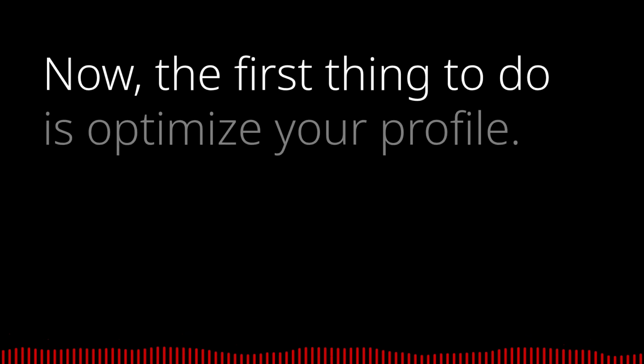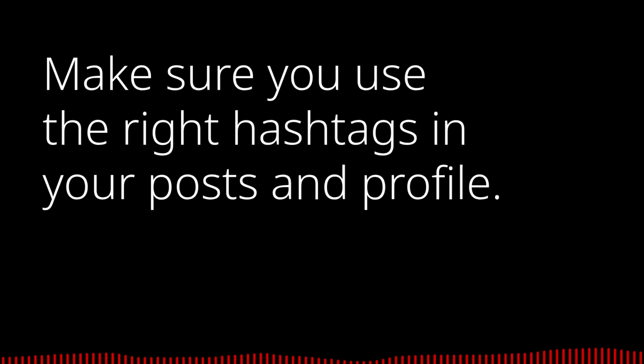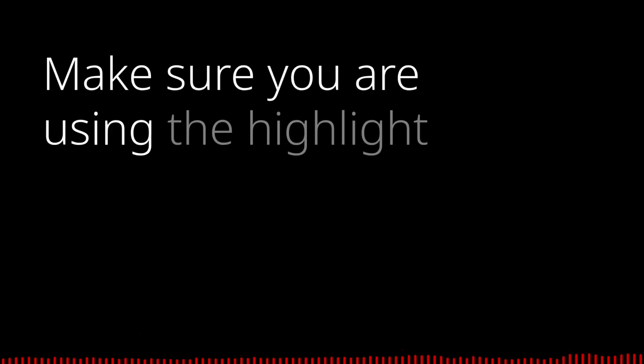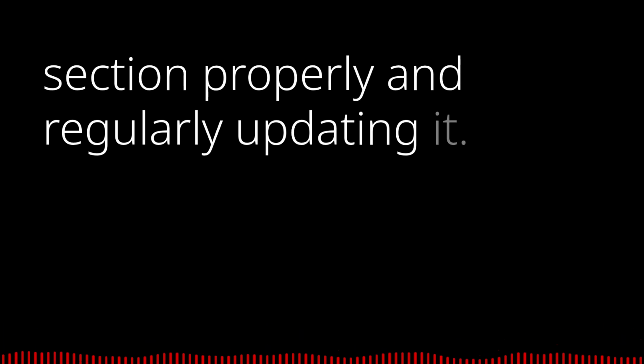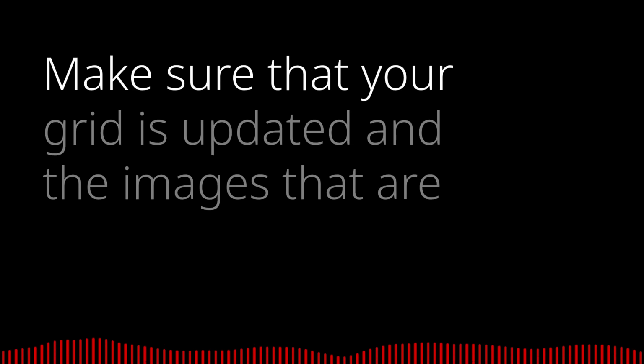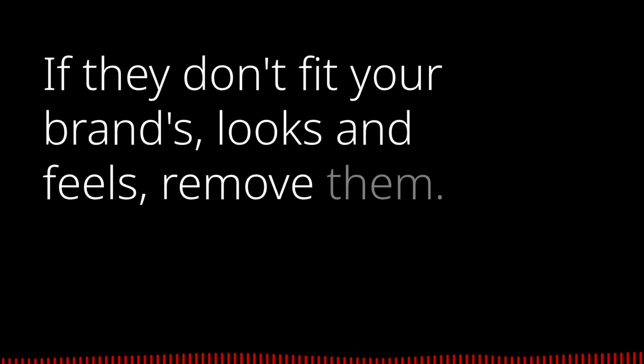Now, the first thing to do is optimize your profile. Make sure you use the right hashtags in your posts and profile. Make sure your profile description is complete. Make sure you're using the highlight section properly and regularly updating it. Make sure your company name is easily findable and related to your product and brand. Make sure that your grid is updated and the images that are going on there are correct and right. If they don't fit your brand's looks and feels, remove them.